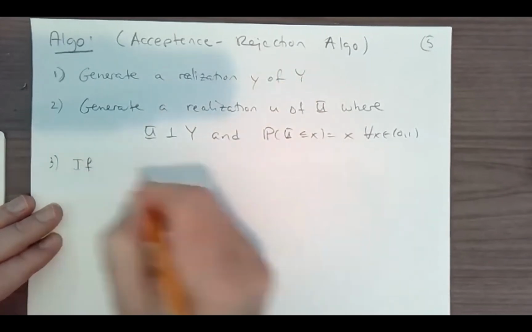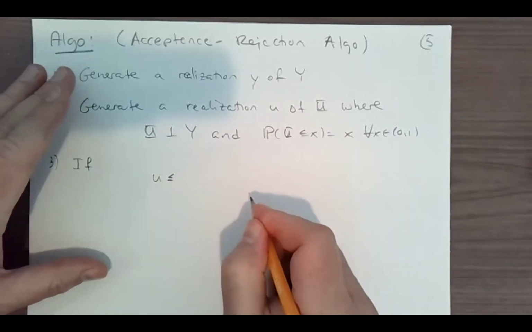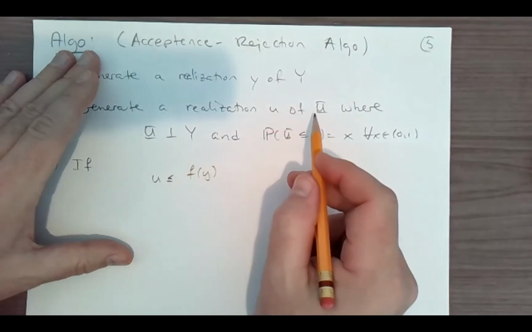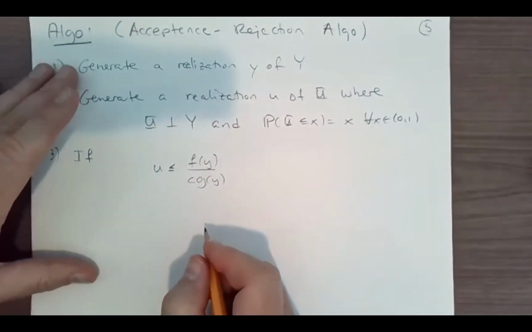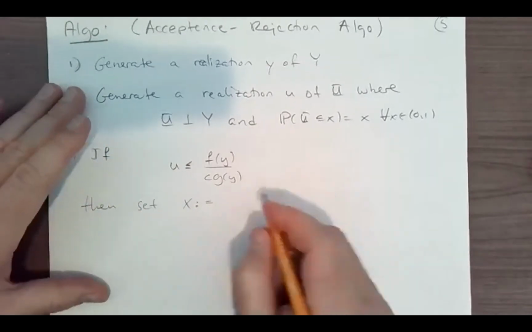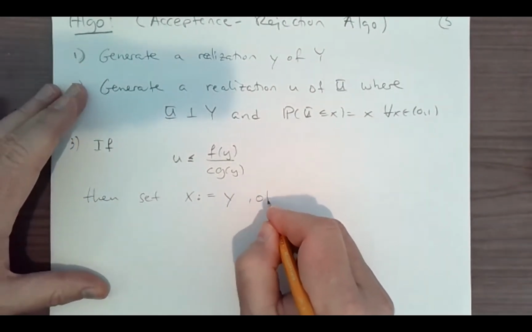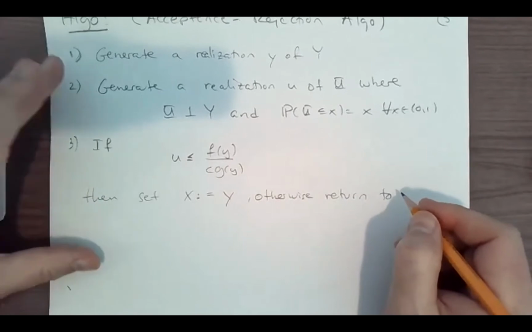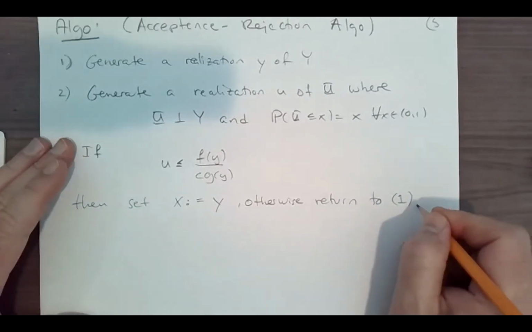It says if u is less than or equal to f of y, where y was that realization up here and u was that random realization of the uniform, divided by c g of y, then set x equal to y, otherwise return to 1. So this is how you do it.